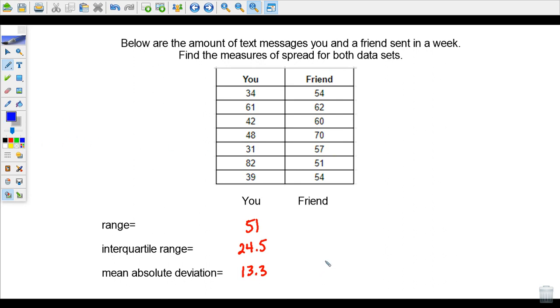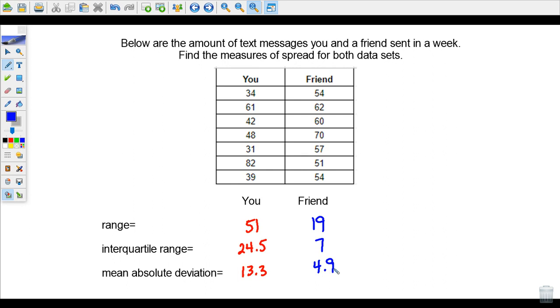For your friend, the range was 7. Interquartile range, sorry, the range was 19. My apologies. The range was 19. The interquartile range was 7. And then the mean absolute deviation was 4.9.